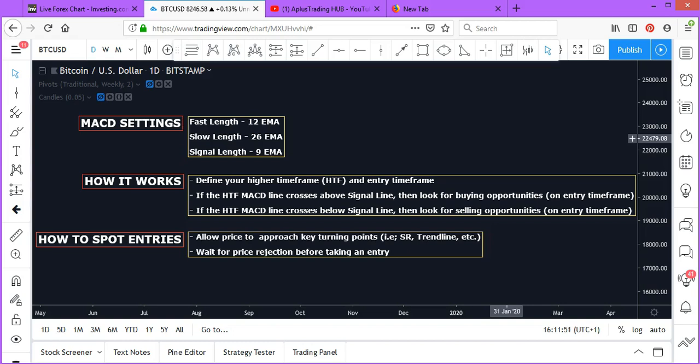So it's pretty simple. When you see that your MACD line has crossed the signal line below, all you need to do is wait for price to approach key turning points, maybe support and resistance or trend line, and then you wait for price rejections before taking an entry. Let's just go straight to one or two examples.